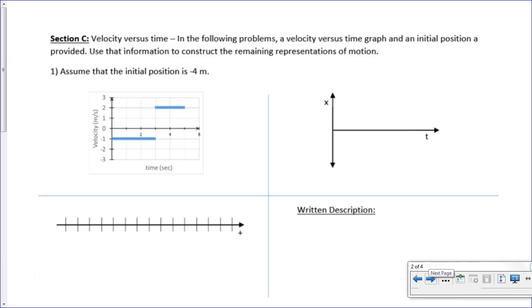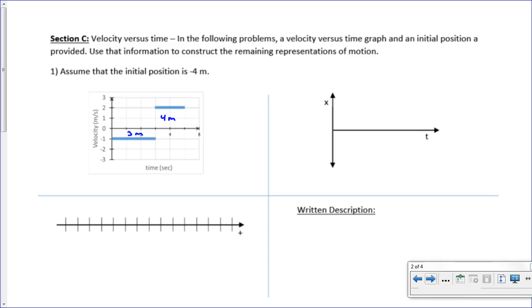In this section, I give you a velocity versus time graph, and I ask you to create some other representations of the motion. What I wanted you to see with these is that we can figure out the displacement by looking at these velocity versus time graphs. You find the displacement by finding the area. And so the area here on this first one is 3 meters. The area up above here, we get 4 meters. It's going 2 meters per second for 2 seconds. The first one was going -1 meter per second for 3 seconds.